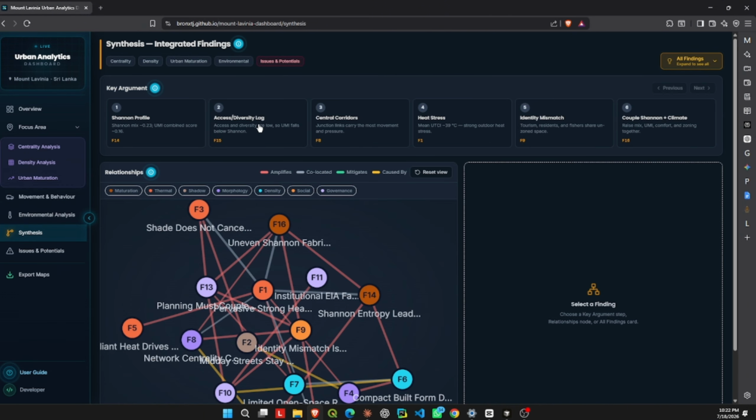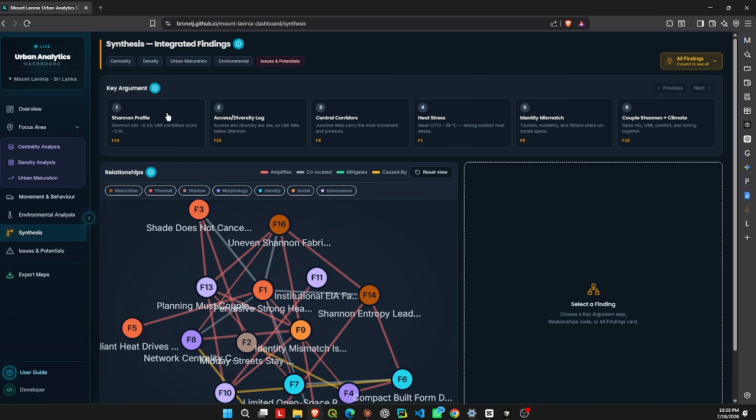So our study area has a partial mix, but everyday accessibility is weak. People cannot easily reach what they need on foot. There are so many residential areas, but accessibility to the commercial centers has a big gap.